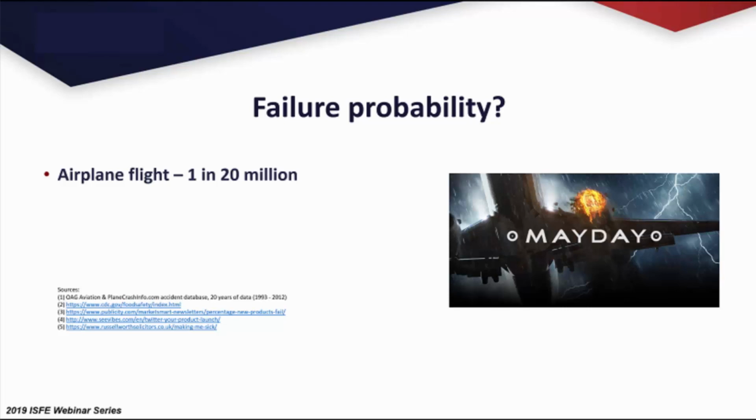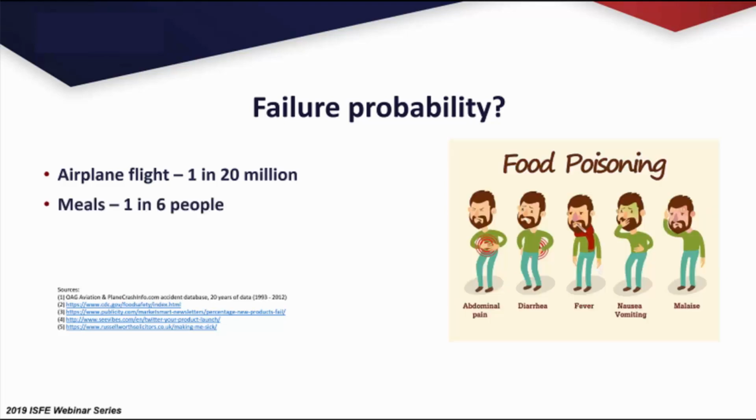If we take a flight, and I take a lot of flights in my working life, the probability of failure is 1 in 20 million. If you eat a meal, the risk is much higher. One of 6 people may get food poisoning from a meal, and that's our responsibility. There's something we need to do about it. We've been improving significantly in the last few years, but we still have much work to do.